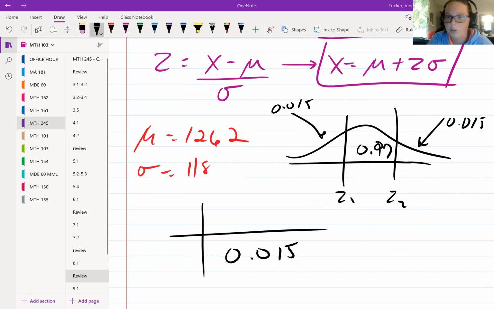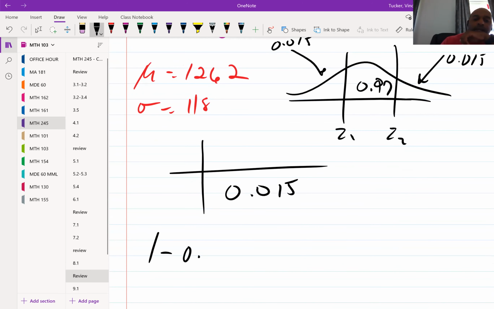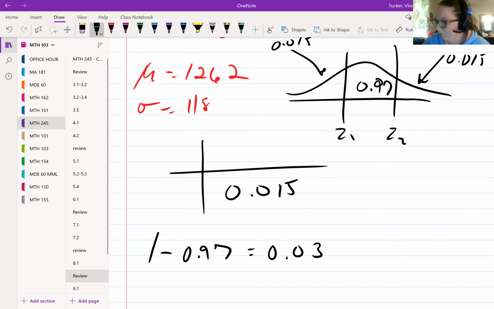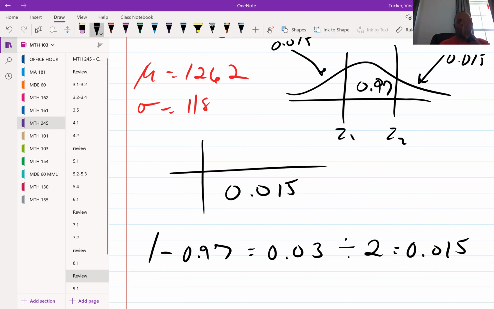Yeah, so you do 1 minus 0.97, because I had the middle 97%. That's 0.03, and then divide that by 2, which gives 0.015.